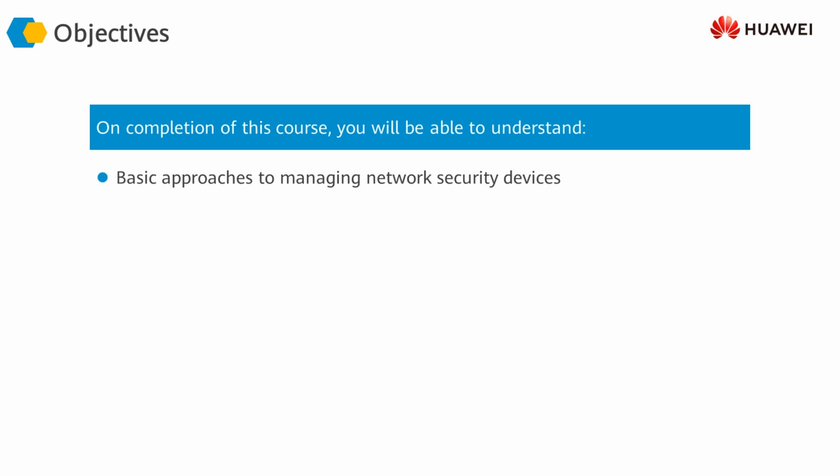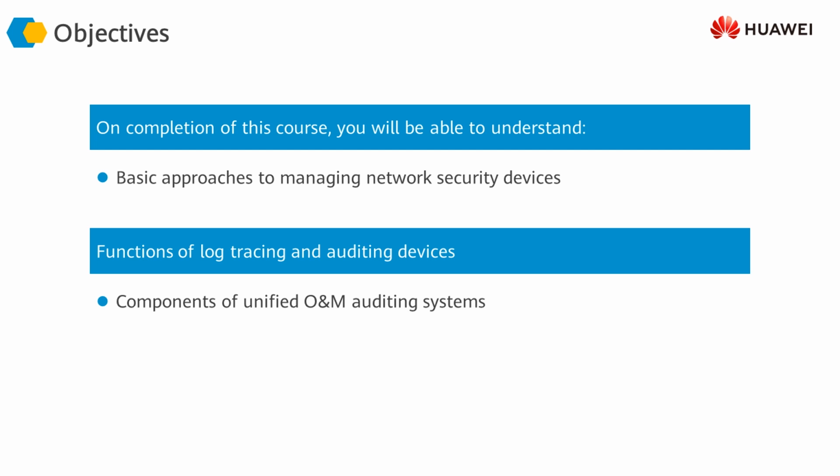The objectives of this module are that upon completion, you will be able to understand the basic approaches that are followed in management of network security devices. You will also be able to recognize the functionality of log tracing and auditing devices. A basic understanding of unified O&M auditing system components will also be developed once you go through the details in this module.